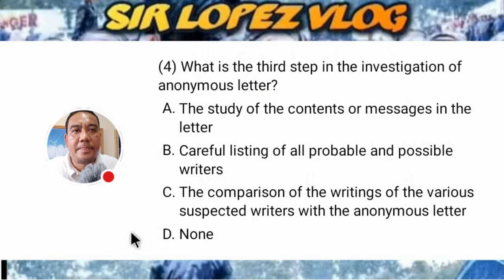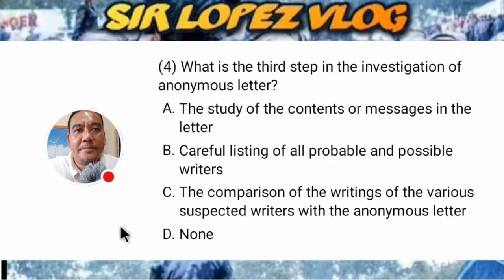Number 4. What is the third step in the investigation of anonymous letter? A. The study of the contents or messages in the letter. B. Careful listing of all probable and possible writers. Letter C. The comparison of the writings of the various suspected writers with the anonymous letter, or letter D, none. Okay, none of them.